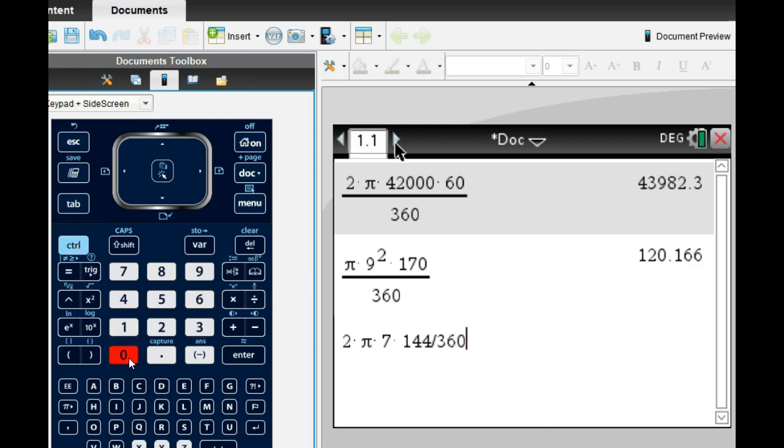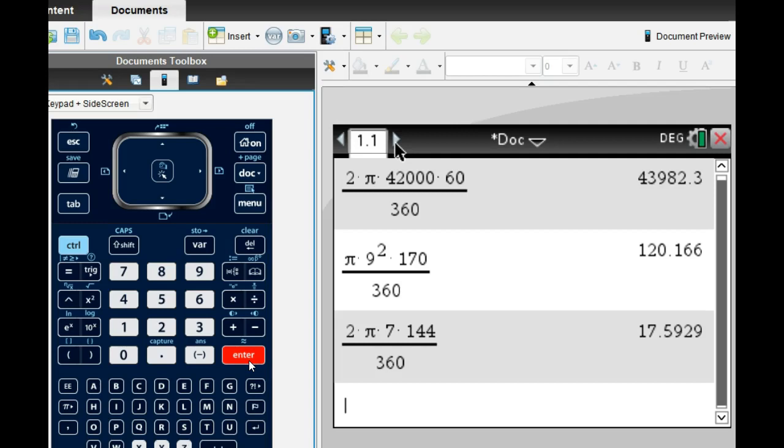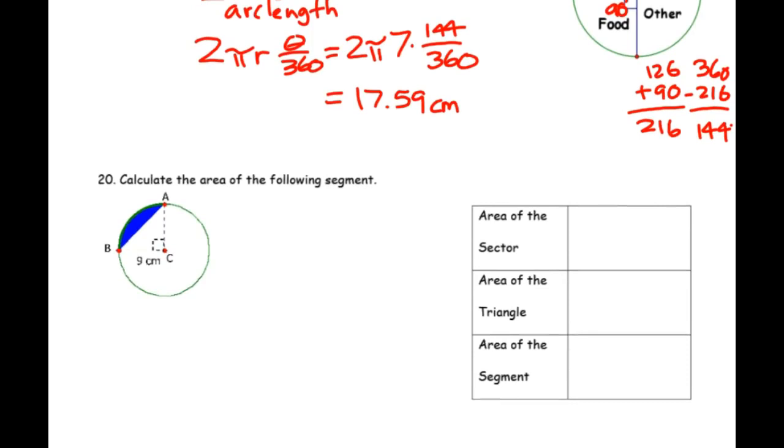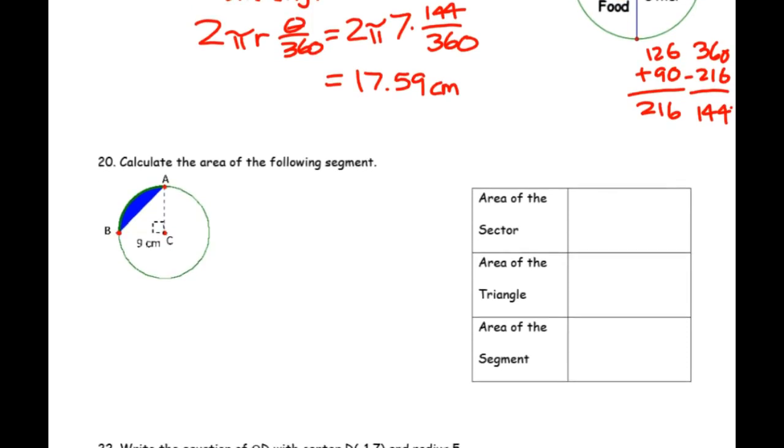Times pi times 7 times 144 over 360 gives me 17.59. And remember, arc length is a length, it's one-dimensional, and we're talking about centimeters. Alright. Next part, calculate the area of a segment. Remember, you do area of a sector and area of a triangle, and then you subtract them, to get the leftover little shaded area of the segment.